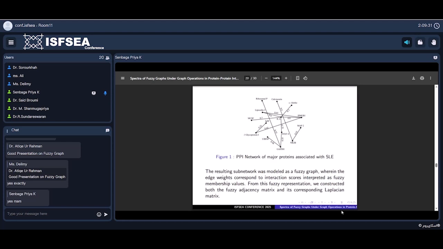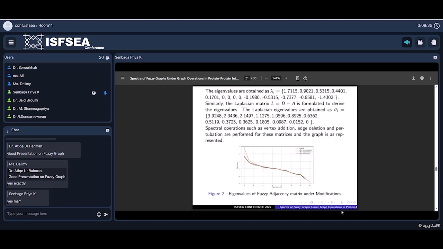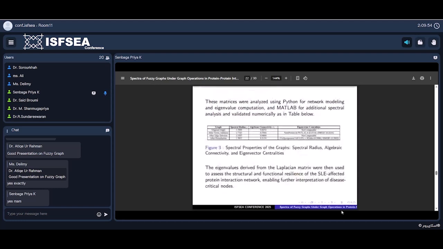From this fuzzy graph, we get an adjacency matrix, and the corresponding Laplacian matrix is also found, and the values are denoted here. From this, spectral operations like vertex addition, edge deletion, and perturbations are performed on this matrix, and Figure 2 tabulates the eigenvalues of the fuzzy adjacency matrix under modifications. These matrices were analyzed using Python for network modeling and eigenvalue computation, and MATLAB for additional spectral analysis, and validated numerically as shown here in the table.